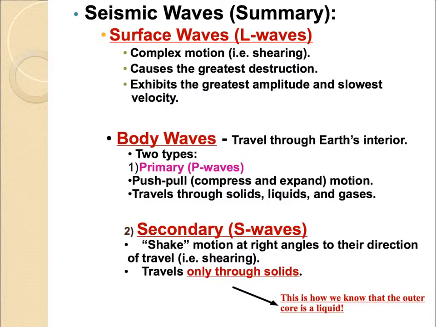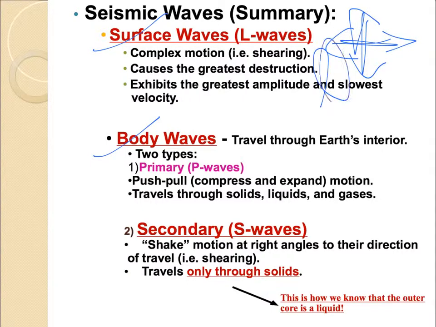So the categories of waves are surface waves and body waves. With surface waves, they're the slowest to go, they cause the most damage, really complex motion, so you can get this up and down, and you can get this sideways shear at the exact same time. So you're almost getting almost like a coil effect of movement.